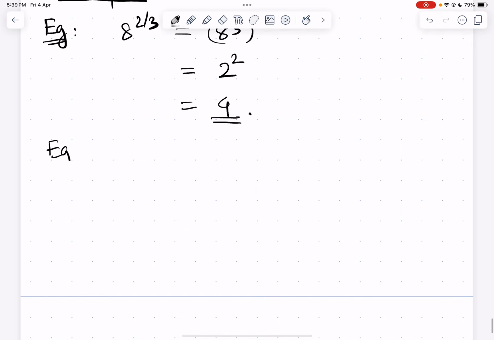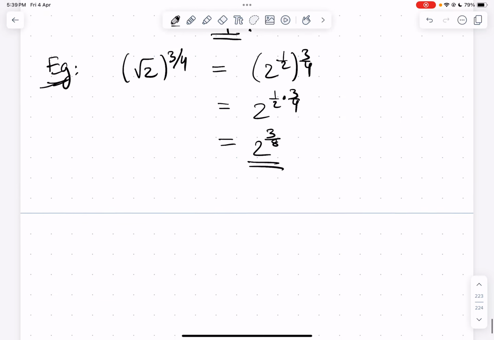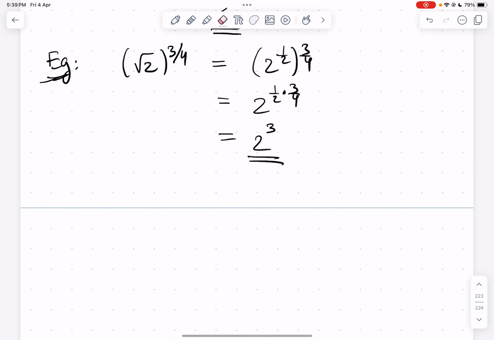So another example. What is, for example, square root 2 power 3 by 4? Square root 2 power 3 by 4 is 2 power half power 3 by 4. And a power r1 power r2 is a power r1 r2, right? So this is 2 power 1 by 2 times 3 by 4. This is just 2 power 3 by 8, right? So square root 2 power 3 by 4 is 2 power 3 by 8.